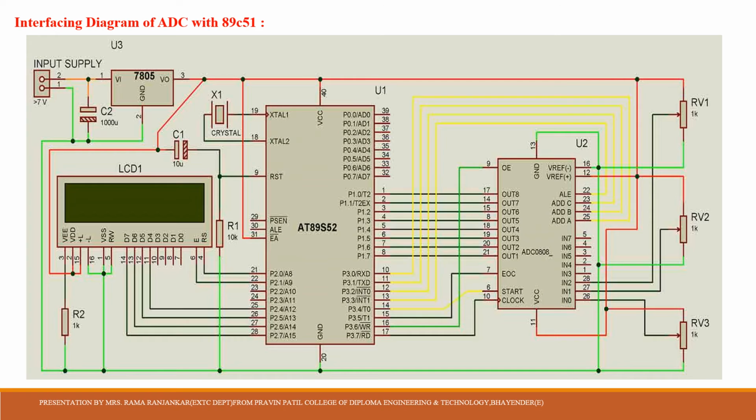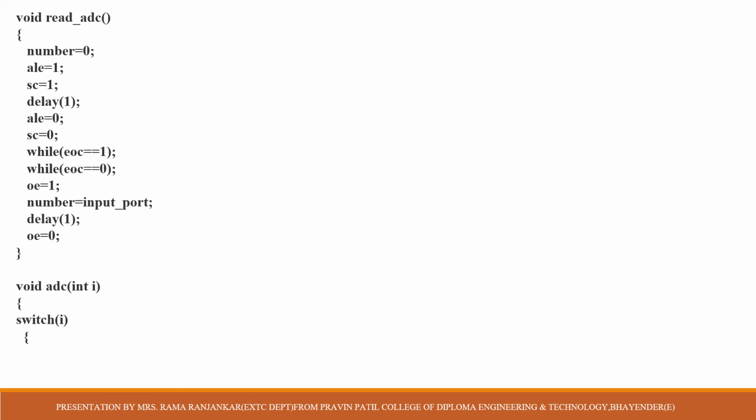When the conversion starts, start of conversion gets activated, and when it is over, the signal is displayed on the end of conversion. Output enable is there, so as soon as the conversion is completed, the output enable pin is activated so that it shows the output. Okay, and finally the converted output shows on the LCD display.